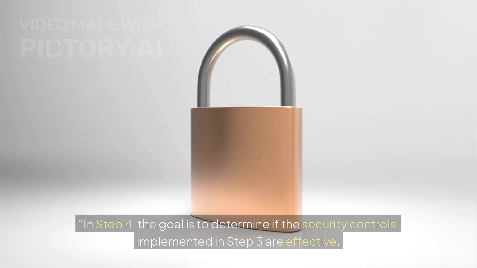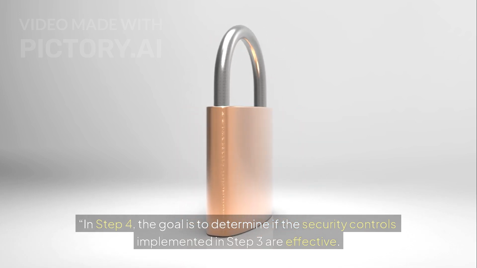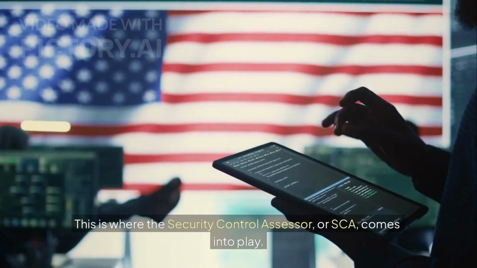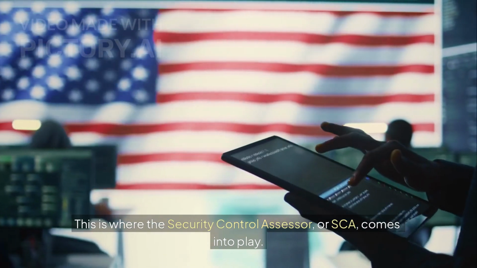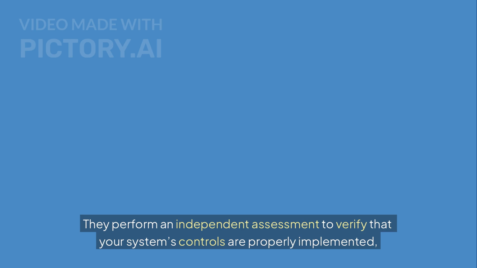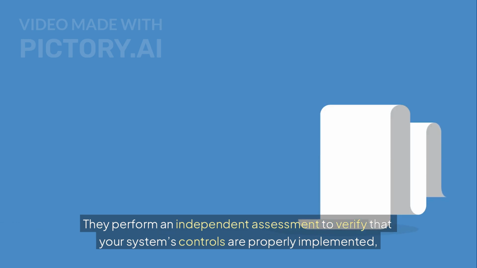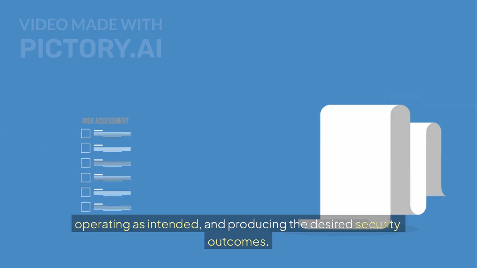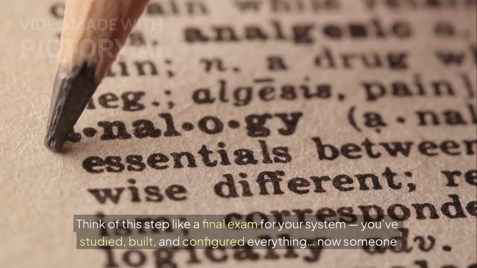In Step 4, the goal is to determine if the security controls implemented in Step 3 are effective. This is where the Security Control Assessor, or SCA, comes into play. They perform an independent assessment to verify that your system's controls are properly implemented, operating as intended, and producing the desired security outcomes.